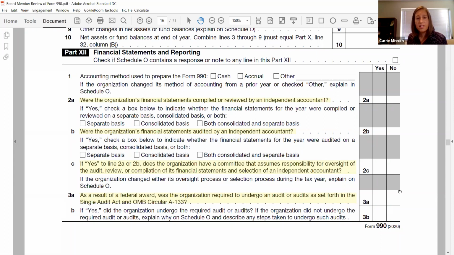Then also they ask if you have an A-133 single audit done. So if your organization spent more than $750,000 of federal funds during the year, you are probably required to have a single audit performed. So the IRS wants to know, hey, are you required to have that audit done, and did you have that audit done? So again, just making sure that these questions are answered appropriately.